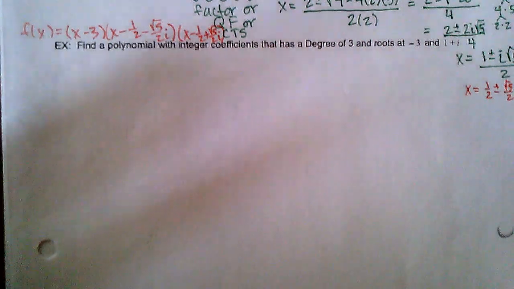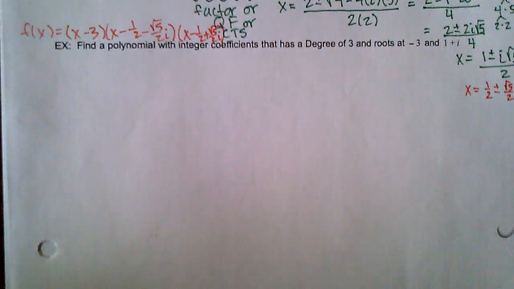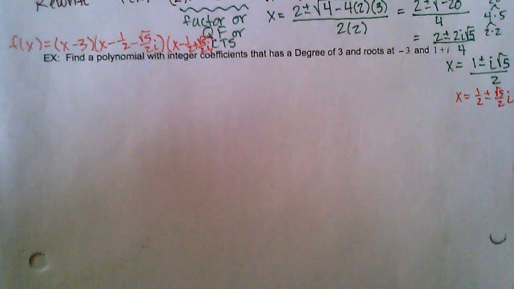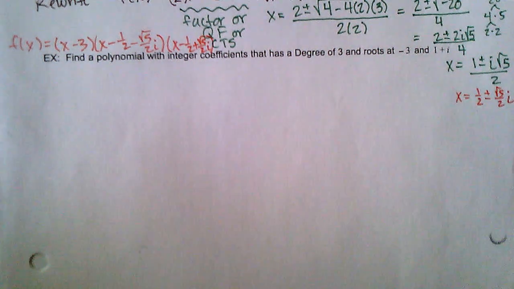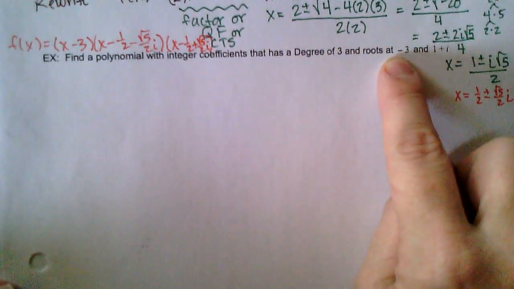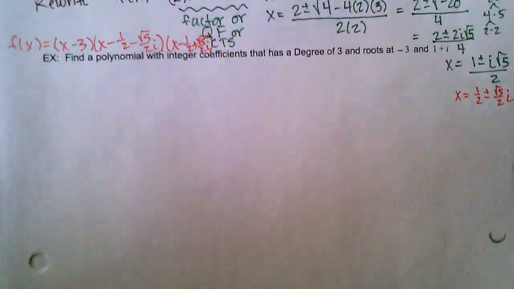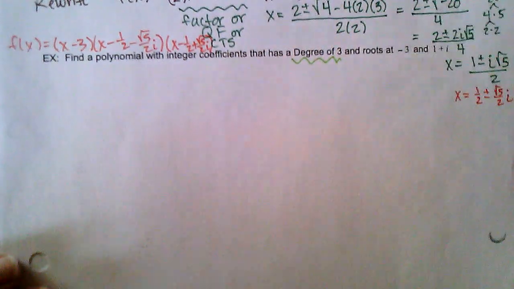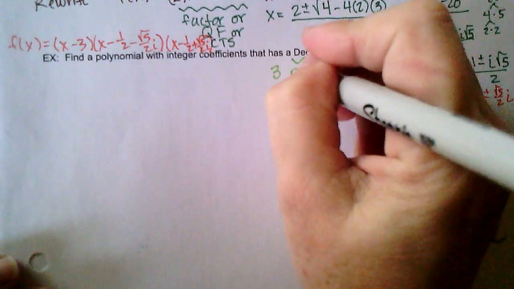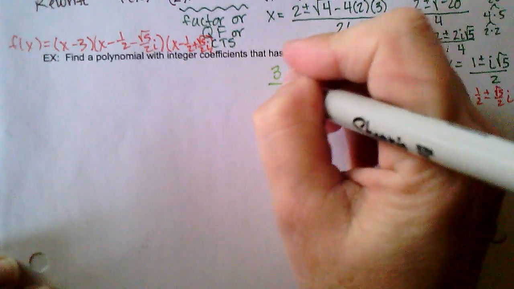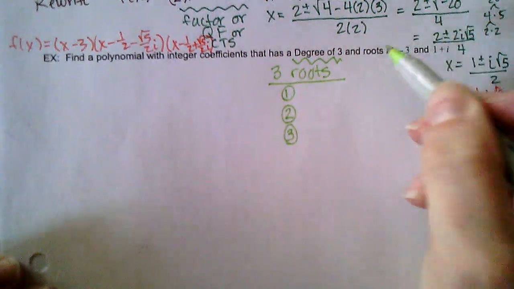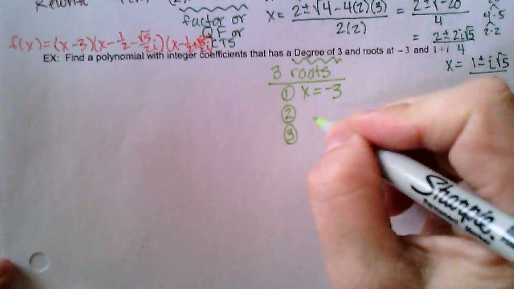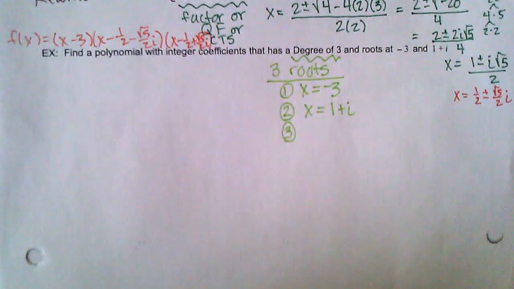Hopefully I have my memory issues for my Chromebook resolved and we can get through this last problem. What we're going to be doing is finding a polynomial that has integer coefficients with a degree of 3 and roots at -3 and 1 plus i. So what we are given is that we have a degree of 3, which means there have to be 3 roots. So 1, 2, 3. They've only given us one root at x equals -3 and a second root at x equals 1 plus i.